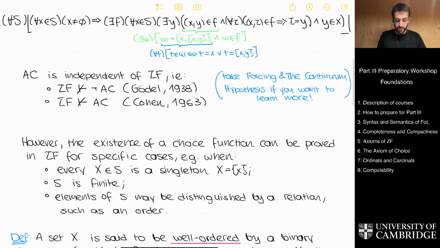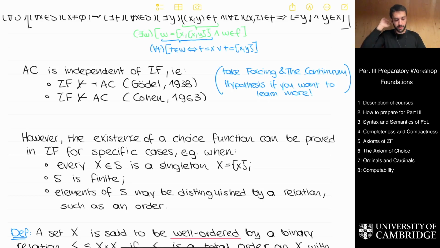ZF, the existence of a choice function can indeed be proved in ZF for certain specific cases. So for instance, if our family of sets contains just singletons, then clearly there's always a choice that can be made. Namely, you choose the element that is in the singleton. Moreover, it is also trivial, or at least reasonable, that if the collection of sets is finite, then there's always a choice function, and this can be shown in ZF.